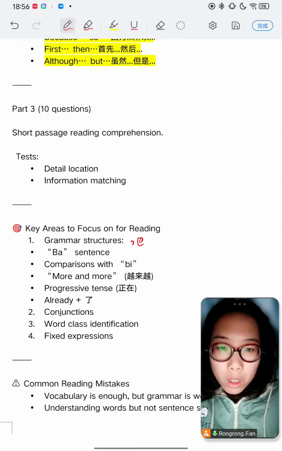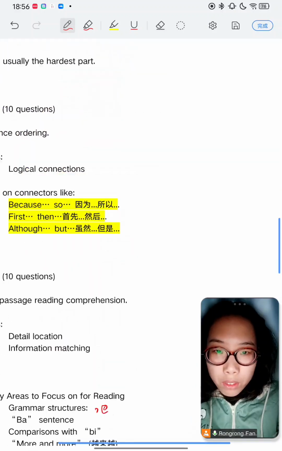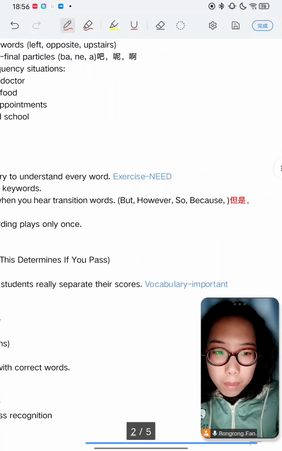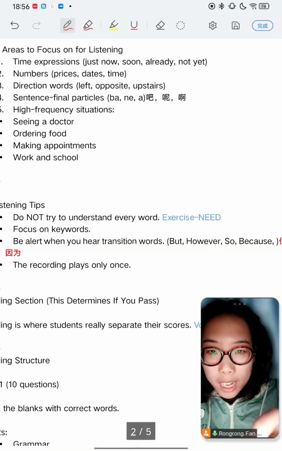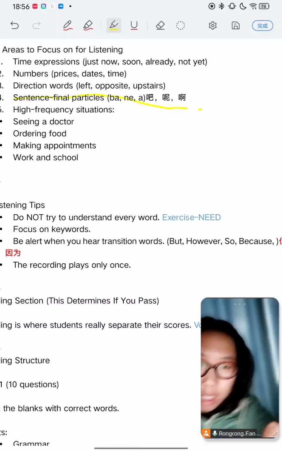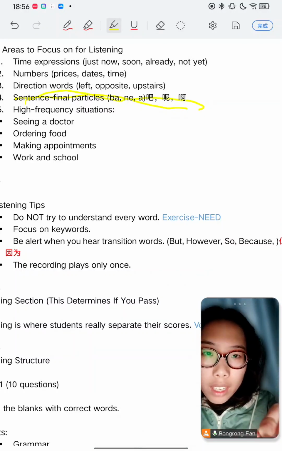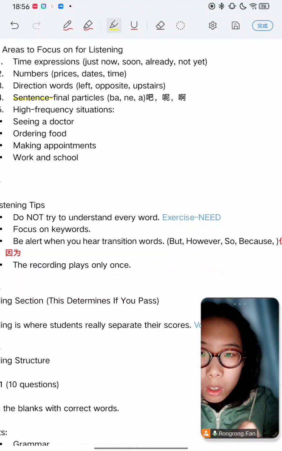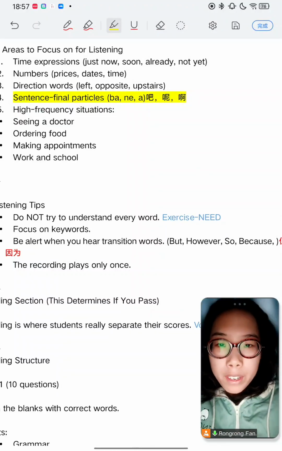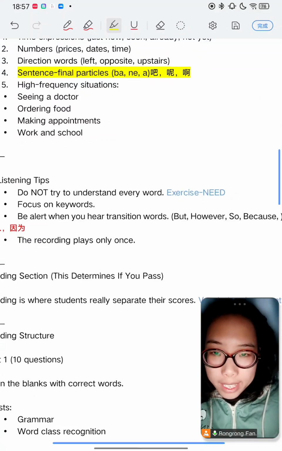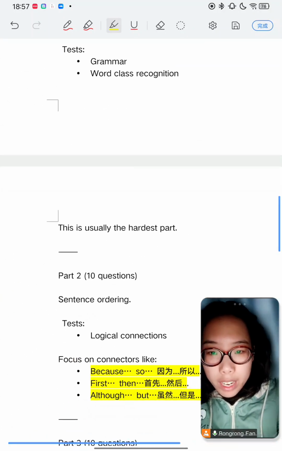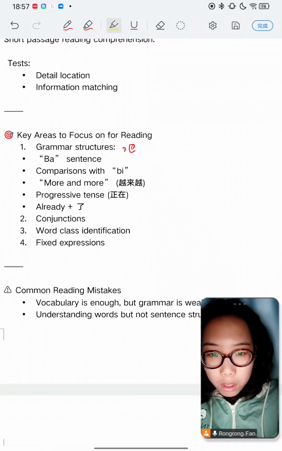This is also the words we mentioned before in the listening part, like here. Sentence final particles. 把, 呢, okay, this part. So, as I said before, we like using these words to express our feelings. So it's really important to know it.